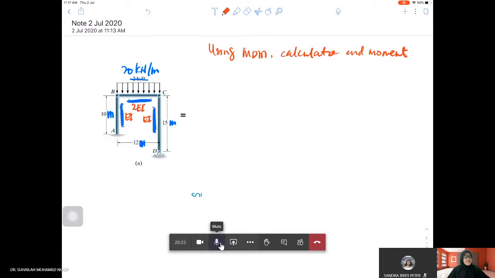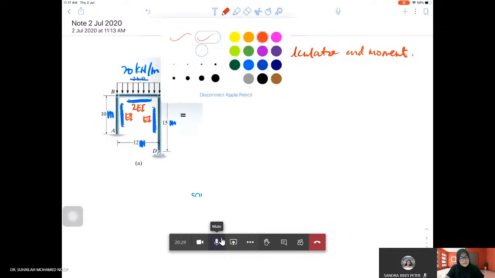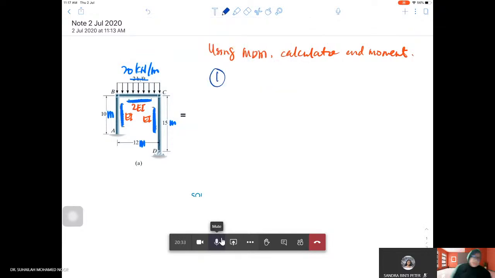Okay, remember that we have 4 main steps. Step number 1, we have to calculate the stiffness factor K and the distribution factor. Step number 2, non-sway frame analysis.